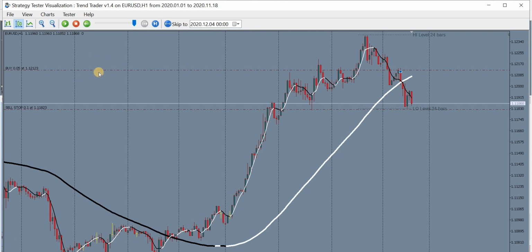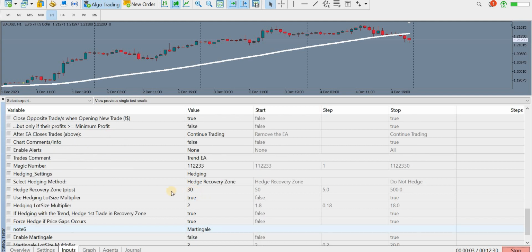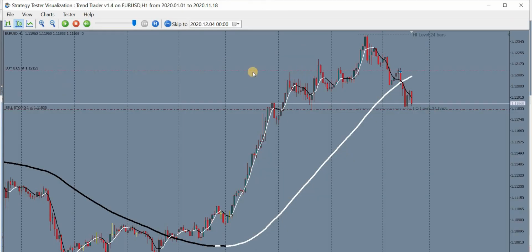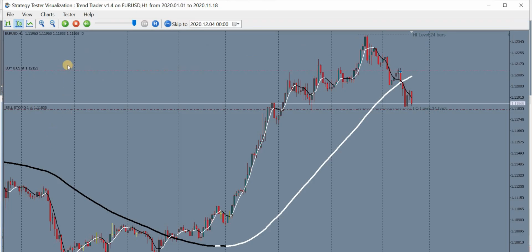So here we go. The expert advisor opened a buy, and at the distance chosen by us before in the settings, which was hedge recovery zone in pips, at a distance of 30 pips away from this buy, it places a sell stop, an opposite pending order. And the lot size of this sell stop, according to our settings, is double because we're using a hedging multiplier, this right here, hedge lot size multiplier of 2. So the lot size of the previous order multiplied by 2 gives 0.1. The previous was 0.05, I see.